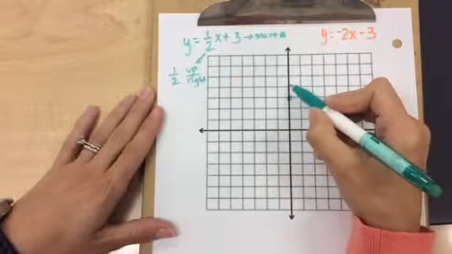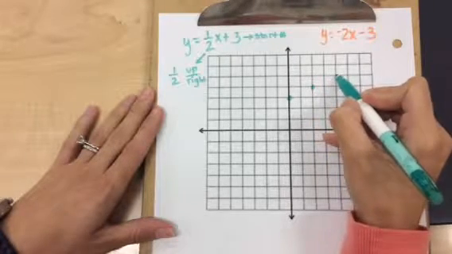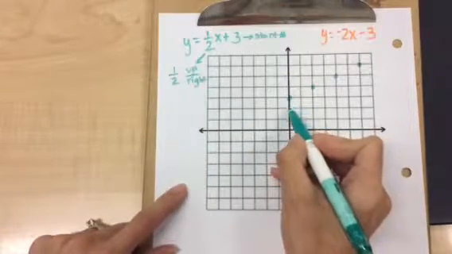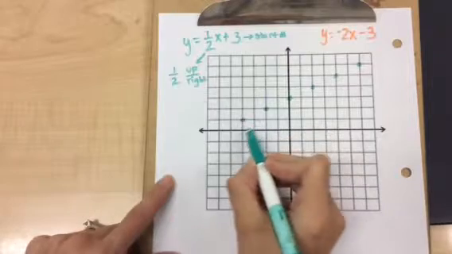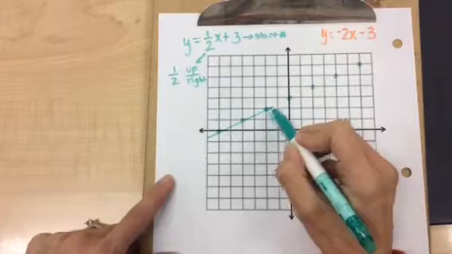So I'm going to go up 1 over 2. Up 1 over 2. And I'm also going to go in the opposite direction. Down 1 to the left 2. Down 1 to the left 2. Draw my line.